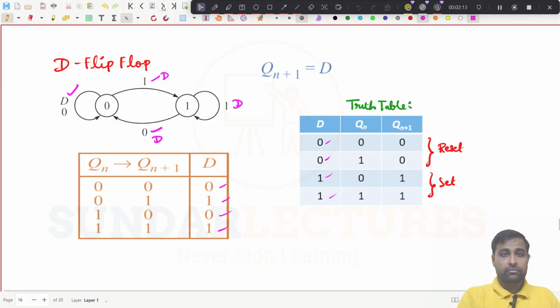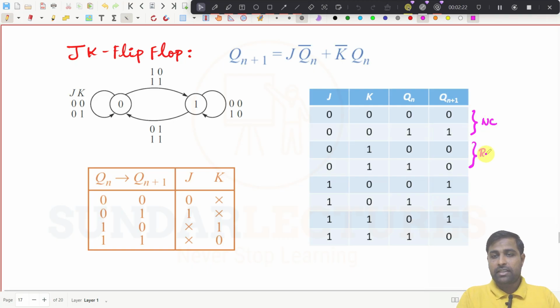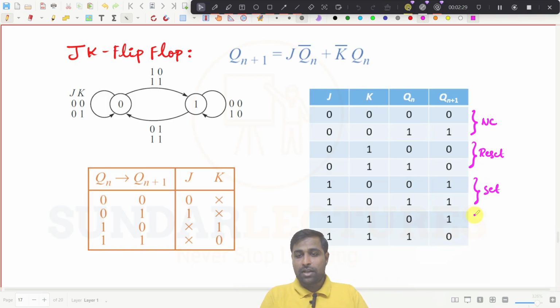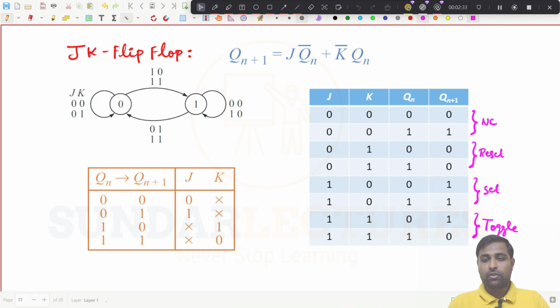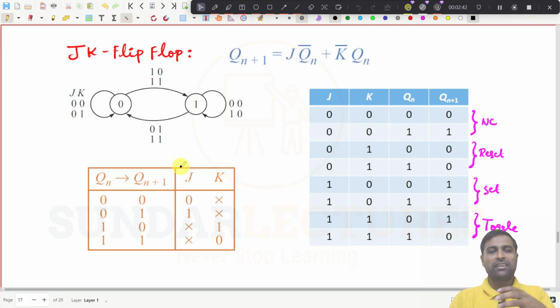And we need to go to JK flip flop now, and we know this one. We have already seen it many times. No change condition, reset condition, and I will repeat it again and again so that it will be easy to understand, right? And this is a toggle condition, right? So we know this one already. So what we will do now, we will just look into this one. It is the same as SR flip flop, but there will be small changes, right?